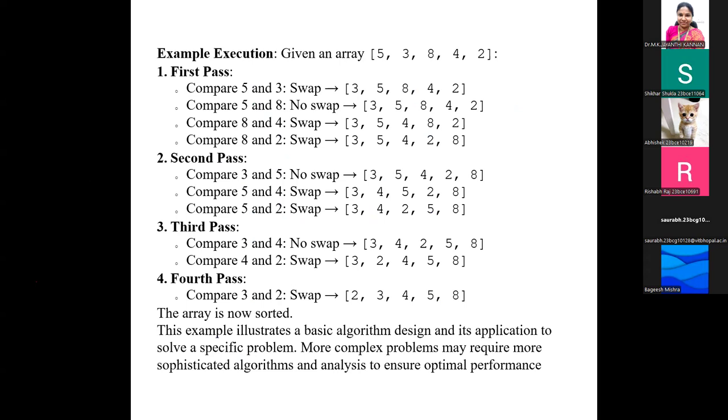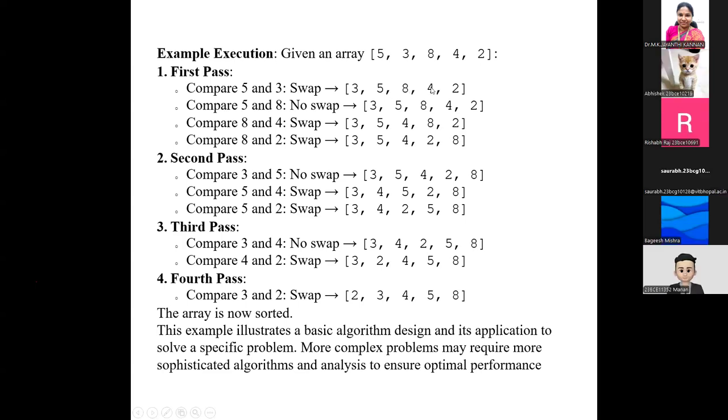Say for example, for execution, the given array is 5, 3, 8, 4, 2. What we will do: compare the 5 with the 3. 3 is small, 5 is greater, swap. 3 comes first, 5 goes second. In the first pass, 5 is then compared with the next element. The second one is compared with the third one. This is small, this is greater, we are leaving it. Again, the third number 8 is compared with the next one. 4 is small, 8 is greater, 4 comes first, 8 goes next. Then 8 is compared with the next element. 2 is small, 8 is greater, so both are swapped.